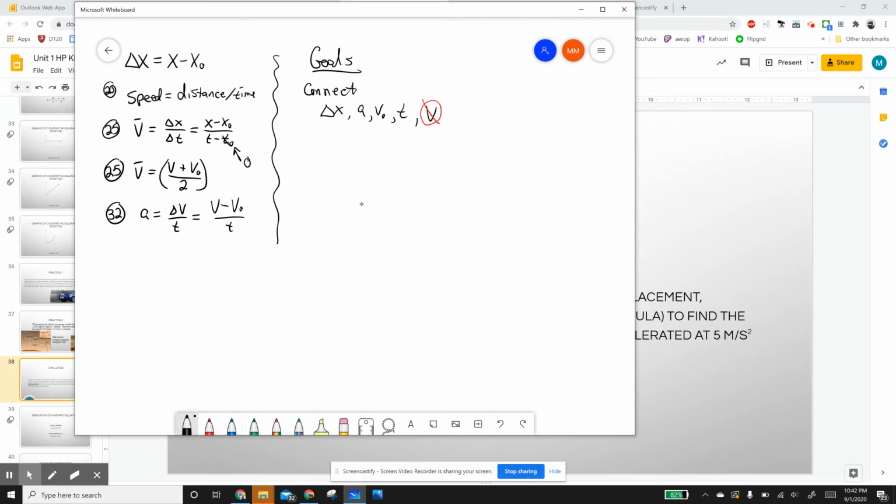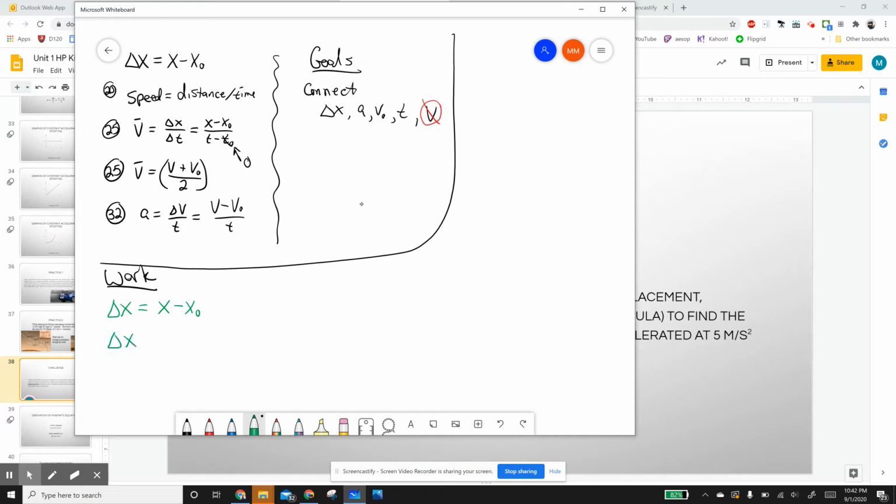And here, we put a little box around it. So this is what we started with. Okay, so now that we've done that, here's our work. And I'm going to switch up the colors just for the heck of it. So I want delta x equal something. So I'm going to start with what I know, x minus x initial. Okay, so I also know that delta x is equal to something other than that. Turns out that from our equation here in 25, I have a delta x again. So delta x is actually equal to v average times delta t.